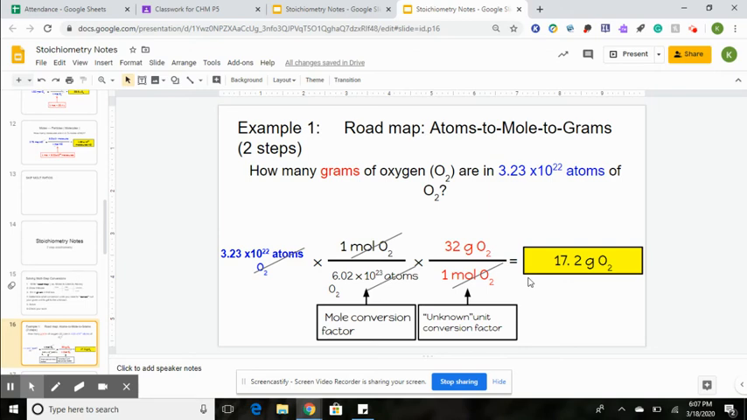So when we calculate this, we find out that there are 17.2 grams of oxygen, O2, in this many atoms of O2. Which, if you look at the number, it makes sense. One mole of O2 is this many, Avogadro's number. 3.23 times 10 to the 22nd is about half that much. So if one mole has 32 grams, about half of that should be about 17.2. So the answer is logical.